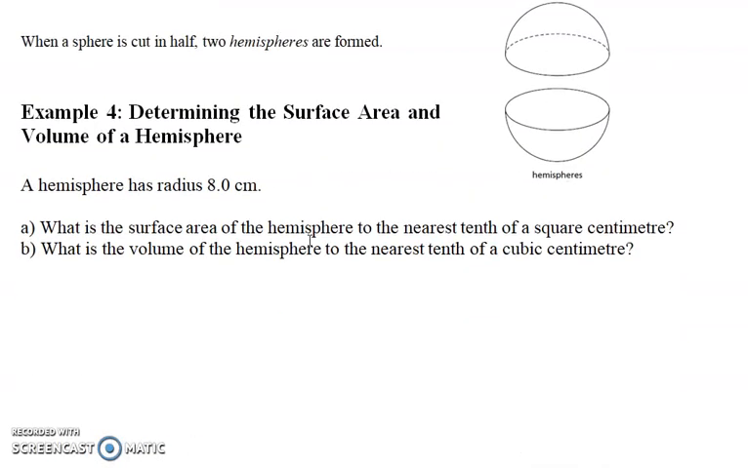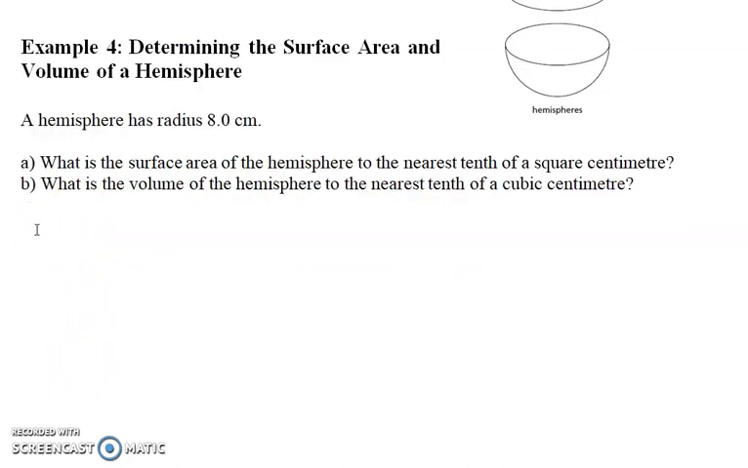So next we have example 4. It says determine the surface area and the volume of a hemisphere. A hemisphere is what happens when we take a sphere and cut it directly down the center into two equal three-dimensional objects. That's called a hemisphere. In doing so, it changes the formula a little bit. So that's what we're going to talk about right now.